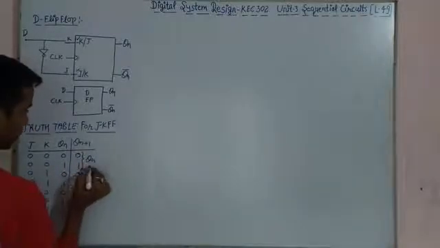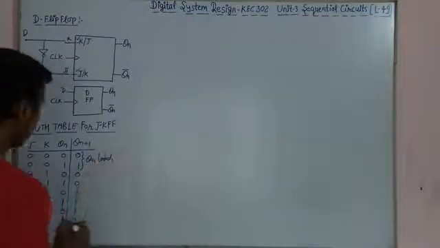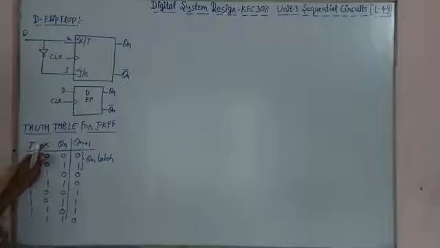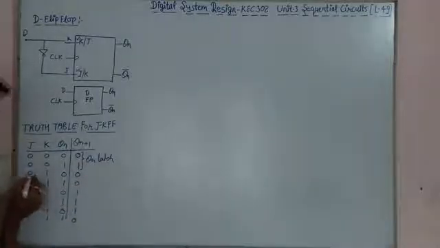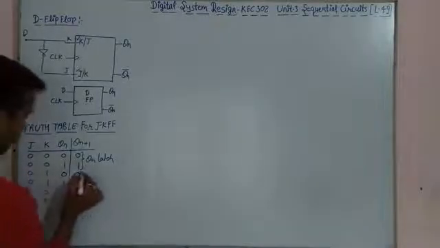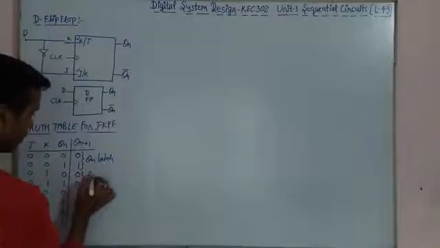This is latch. In this latch, for J equal to 0 and K equal to 0, in this condition your JK flip-flop will work as a latch. Okay, if you choose 0, 1, your flip-flop will work as reset.